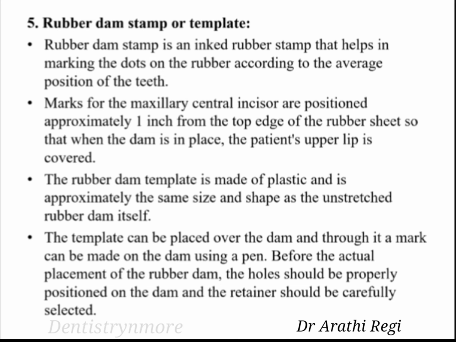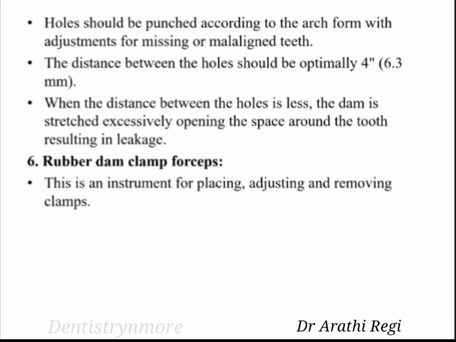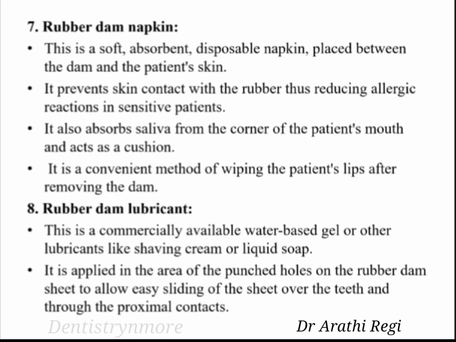Next one is rubber dam template. It is an inked rubber stamp that helps in marking dots on the rubber according to the average position of the teeth. Next one is rubber dam clamp forceps. It is an instrument used for placing, adjusting and removing the clamp. Next one is napkin. It's a soft, absorbent, disposable napkin that is placed in between the dam and the patient's skin. So it reduces the allergic reaction in case of sensitive patients.